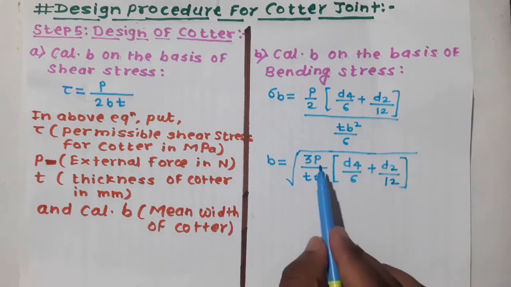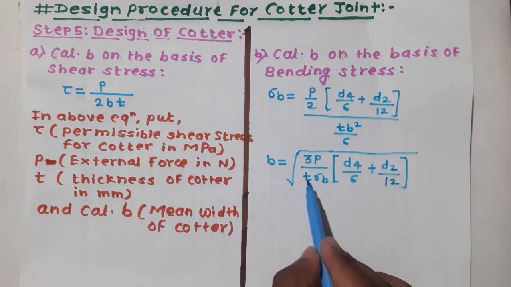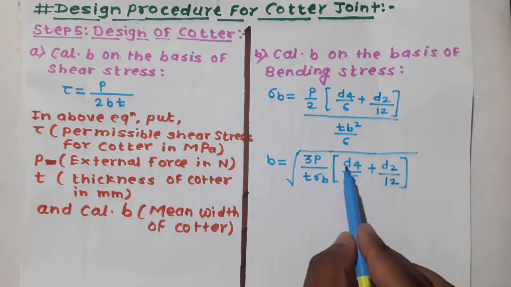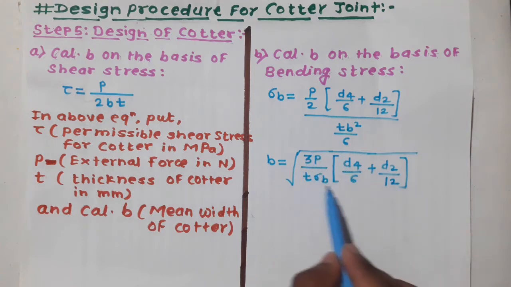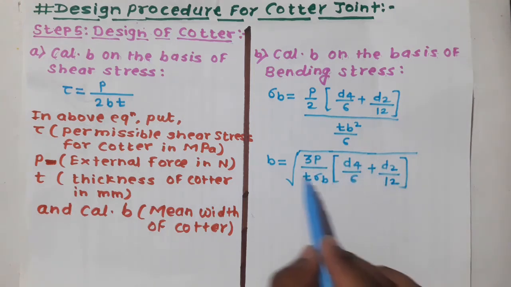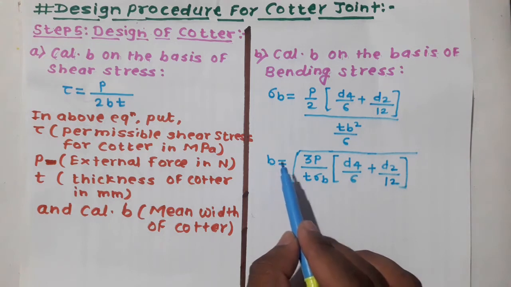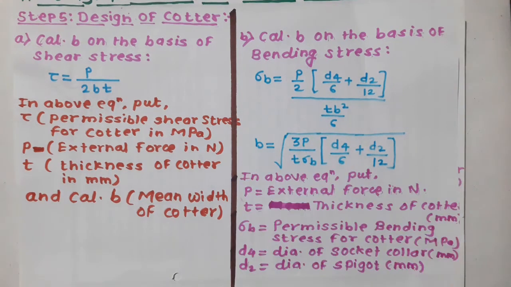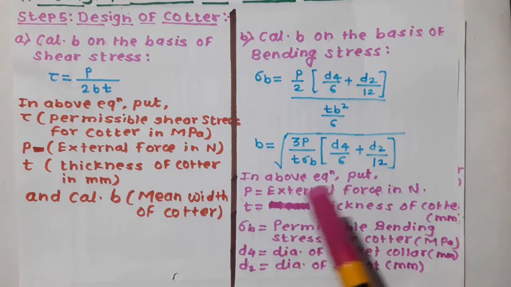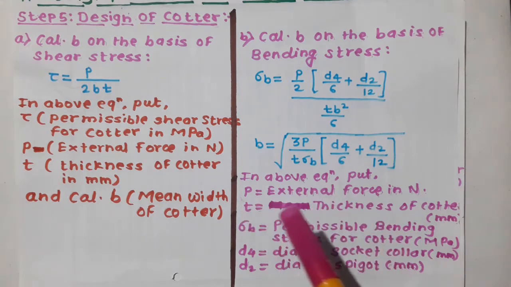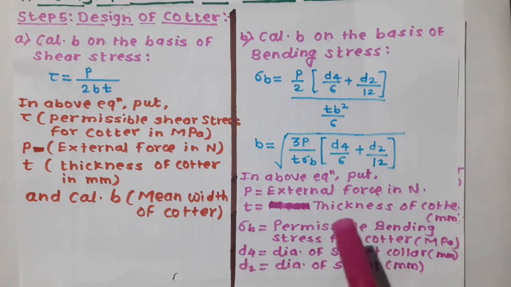So by putting the values of P, the external applied force, t the thickness of quarter, sigma b the permissible bending stress, d4 the diameter of socket collar, and d2 the diameter of spigot, all these parameters we can put here and get the mean width of quarter, small b, in point number 2. After writing this equation for small b, you can write: in the above equation put P equal to external force, t equal to thickness of quarter, sigma b permissible bending stress, d4 diameter of socket collar, and d2 diameter of spigot in mm, and calculate the mean width of quarter, small b.